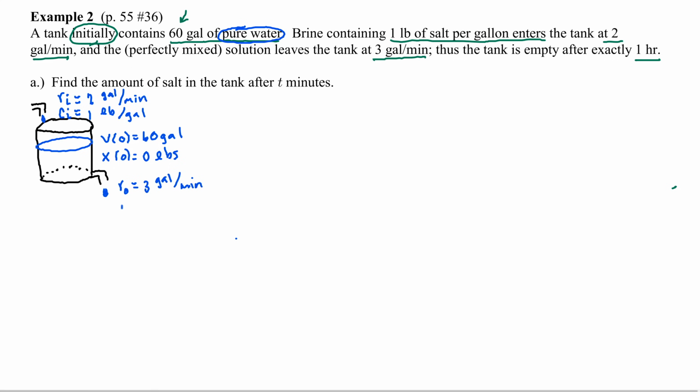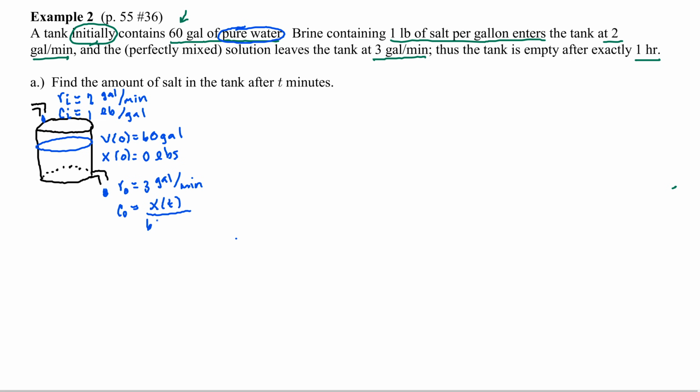And the concentration out, we're going to have to think about this one. The amount of salt flowing out of the tank is going to be given by the concentration in the tank at time t, x of t, divided by the gallons in the tank, right? So the pounds per gallon. Well, the volume of that tank is changing.